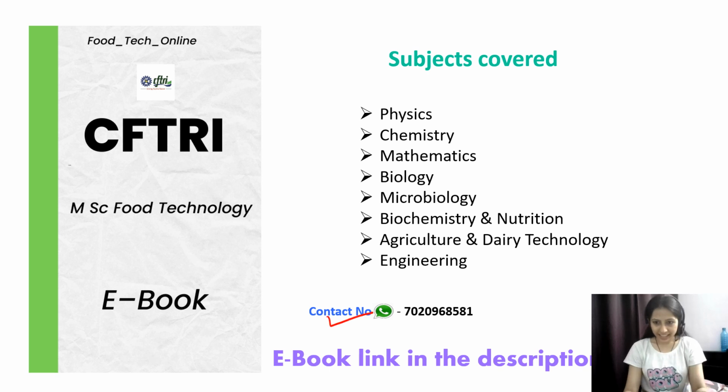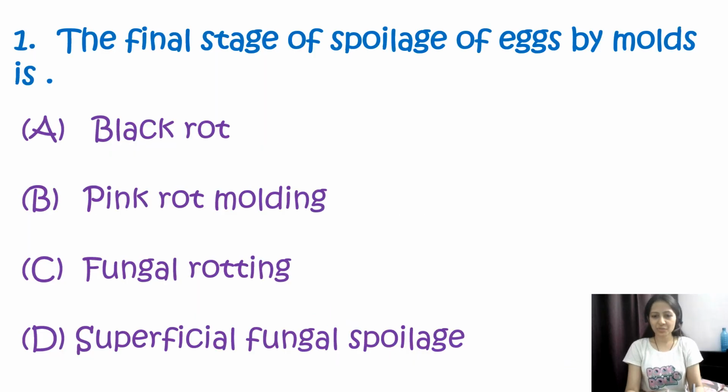Okay, so let us now proceed. Question number 1, the final stage of spoilage of eggs by mold is: black rot, pink rot, molding, fungal rotting, or superficial fungal spoilage. So over here my correct option will be C, that is fungal rotting.